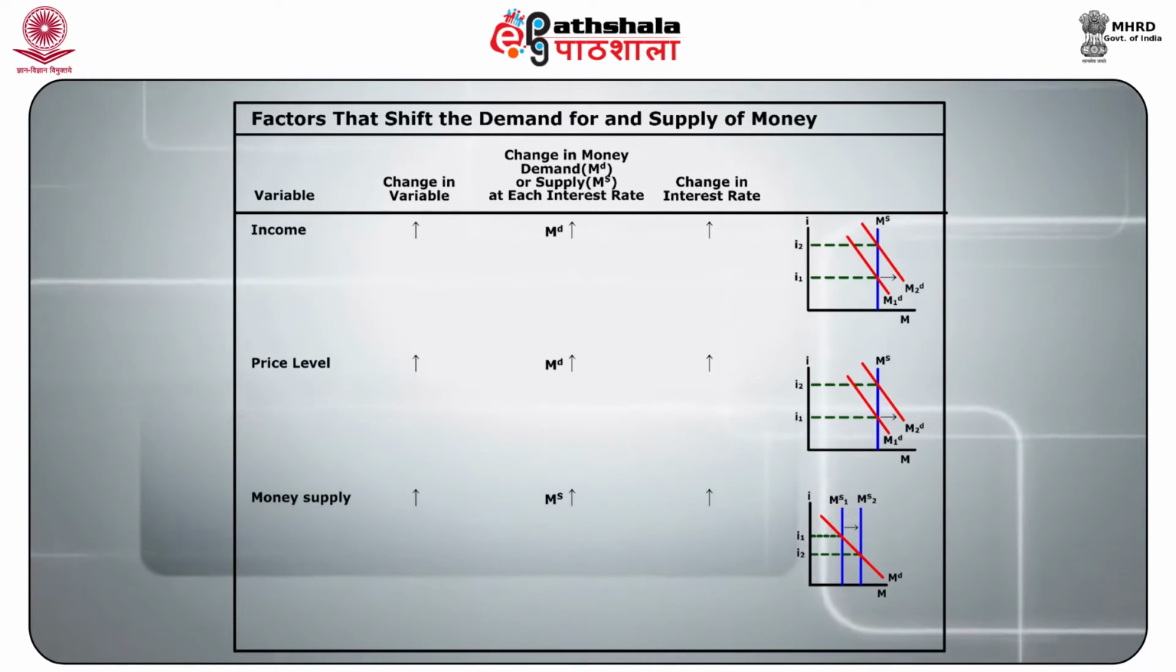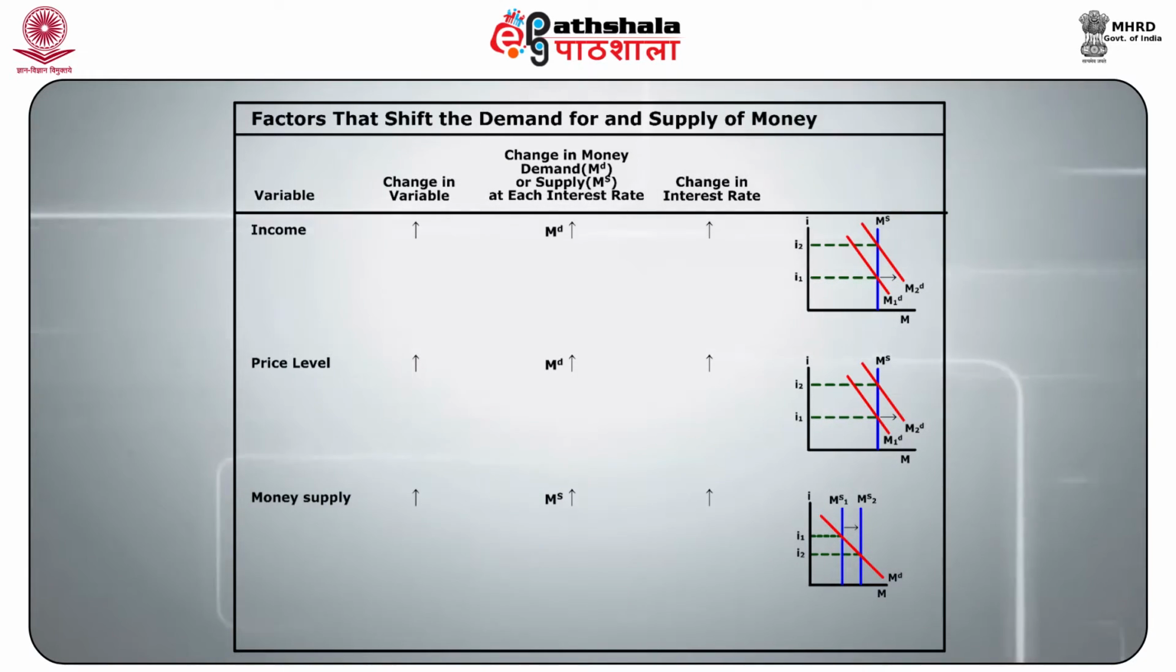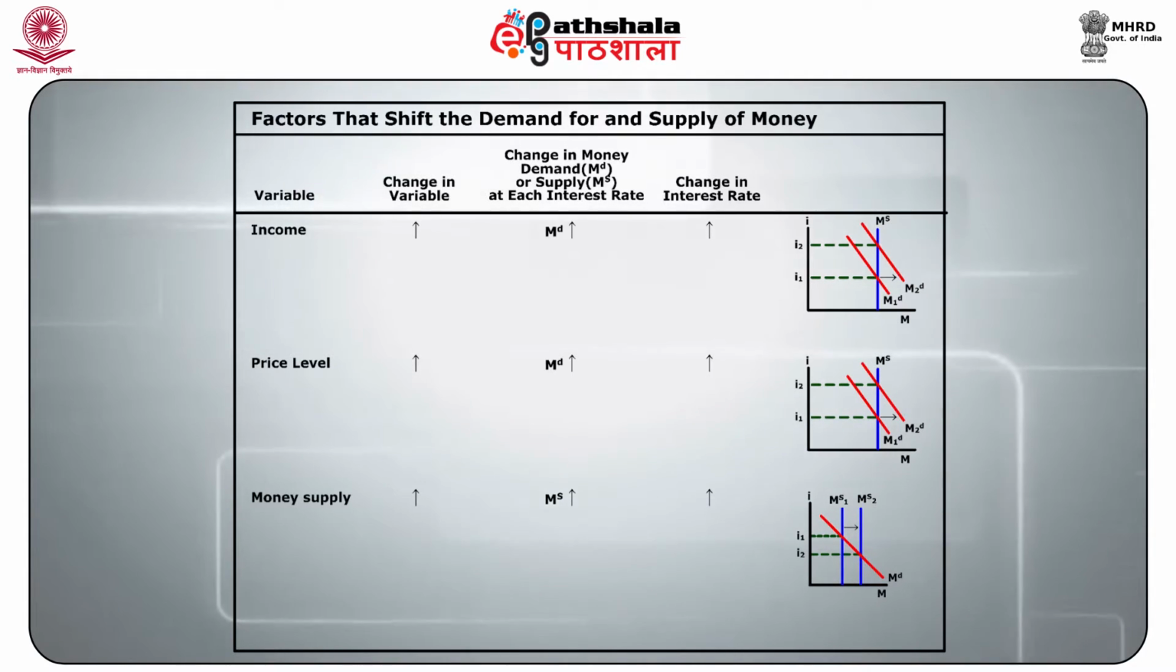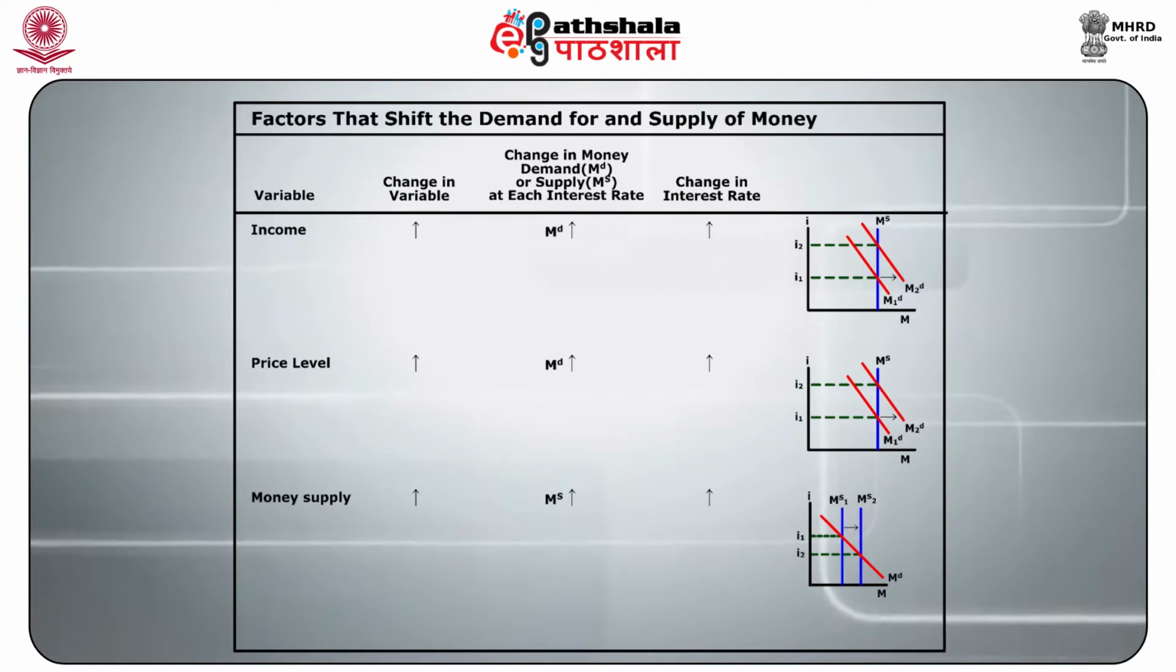Shift in demand for money. Two factors comprising income level and price level cause the shift in the demand curve in accordance with the Keynes liquidity preference theory. Income effect.